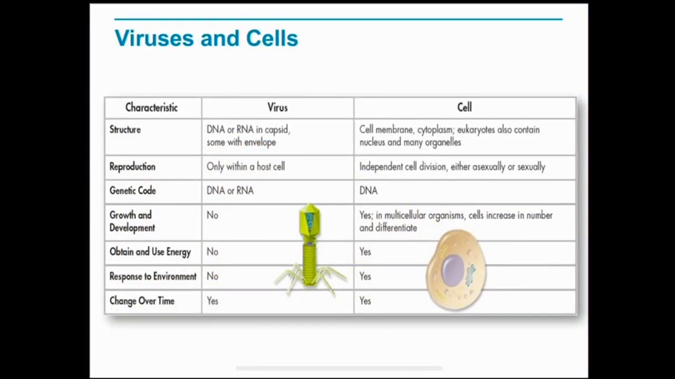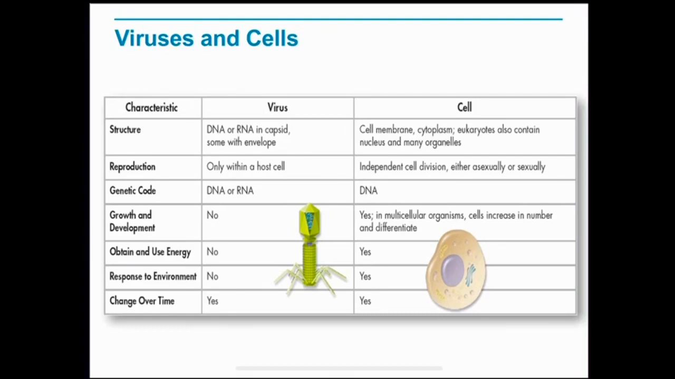Finally, we will compare the differences between viruses and cells. For the structure of viruses, the DNA or the RNA is contained within a capsid, some even with an envelope. The cell has a cell membrane and a cytoplasm. Eukaryotes also contain a nucleus and many other organelles. For the reproduction of viruses, they can only reproduce within a host cell. And the cell has independent cell division, either sexually or asexually.